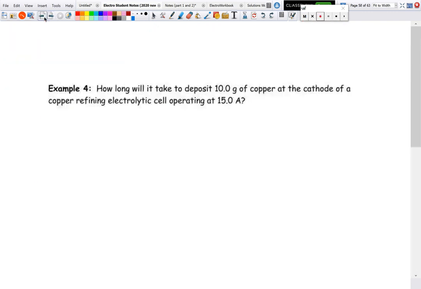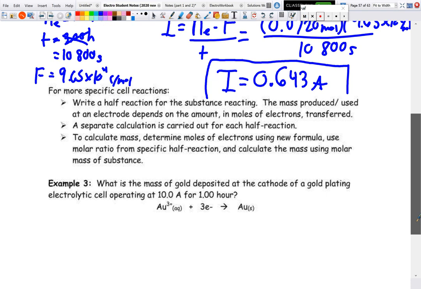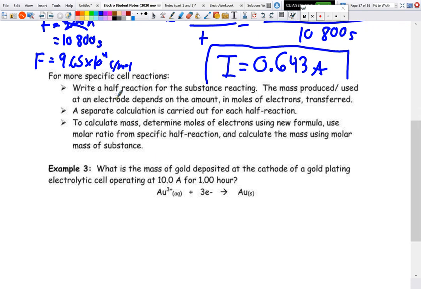This is what we have right here. So more specific cell reactions. We need to have the balanced chemical reaction first, and here it's going to be the half reaction, generally the thing that's happening at the cathode. We are going to deal with the half reactions of the substance reacting. The reason is because we need to see the number of moles of electrons. We need to see the coefficient in front of that for the mole ratio.